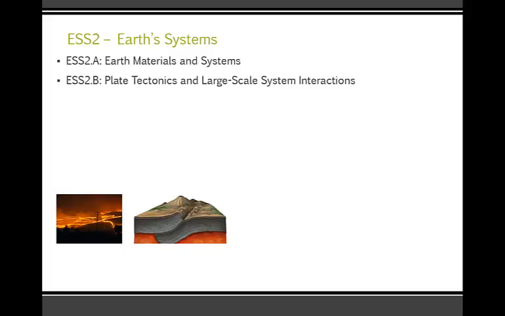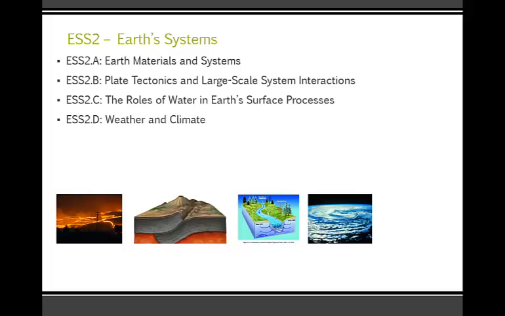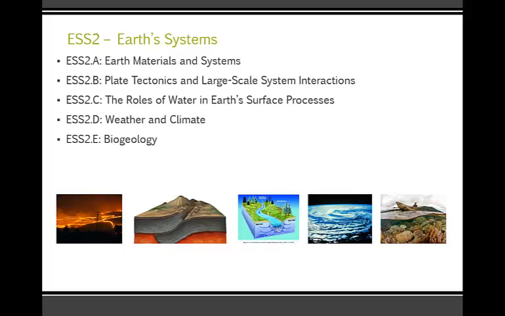ESS2C is the roles of water in Earth systems and processes, and that addresses questions of how the properties and movements of water shape Earth's surface and affect its systems. ESS2D is weather and climate, where we think about what regulates the weather and what regulates climate. And ESS2E is biogeology, which really forces us to step back and think about how living organisms alter Earth's processes and structures.